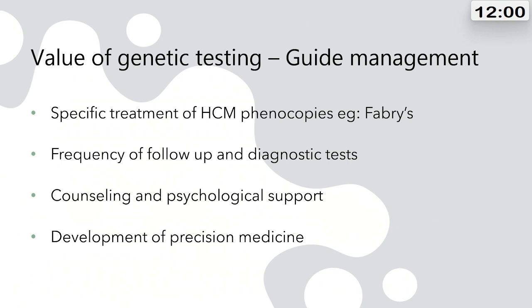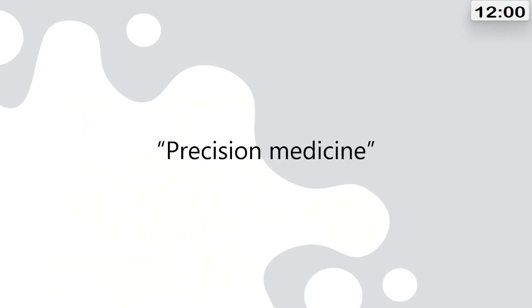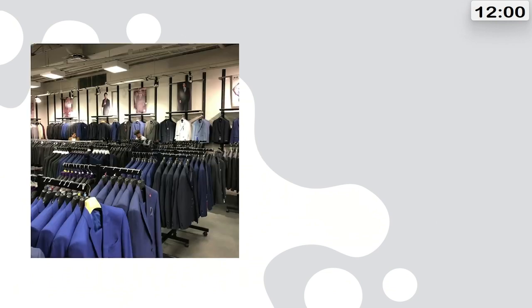and the development of something called precision medicine. Well, what is precision medicine? Precision medicine is basically medicine that is tailored to the specific disease. So not beta blockers, which are used in hundreds of different diseases. No, this is specifically for HCM.